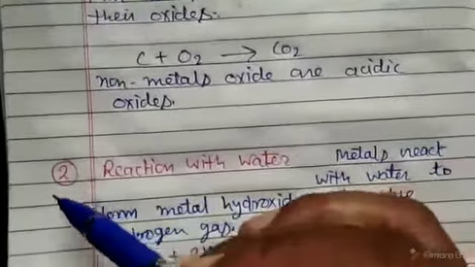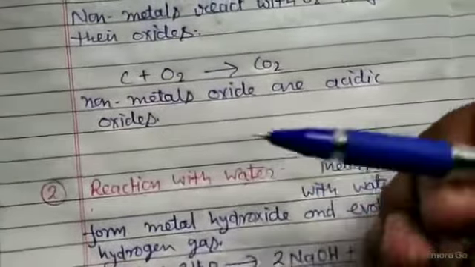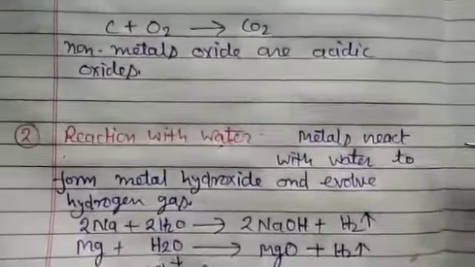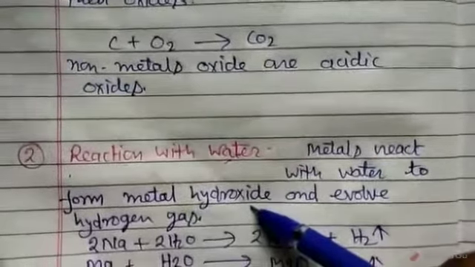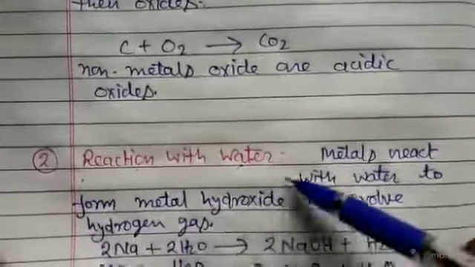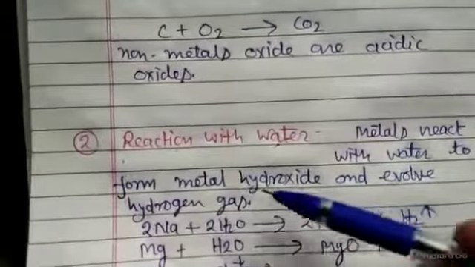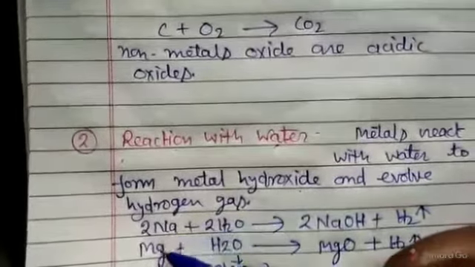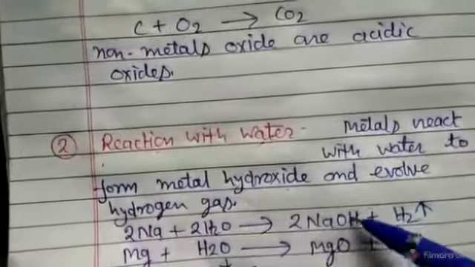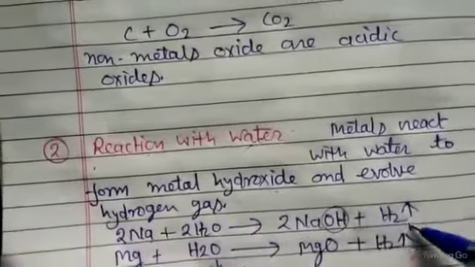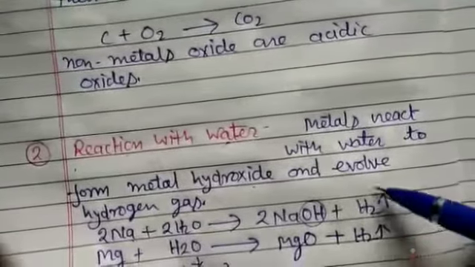Next reaction here. What happens when metals react with water, or non-metals react with water? First of all, when metals react with water, they form metal hydroxide and evolve hydrogen gas. For example, sodium reacts with water to form hydroxide, NaOH, plus H2 gas, which means hydrogen gas will be evolved.